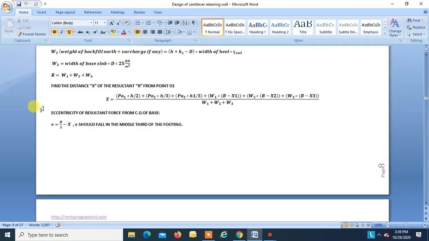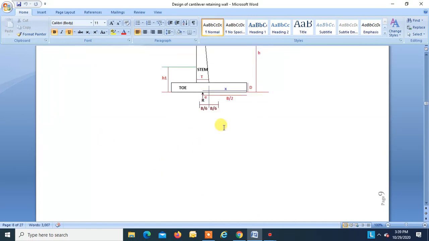So, once you find X, we can find the eccentricity. Eccentricity is equal to B by 2 minus X, okay. B by 2 minus X. This is the center of the footing, okay. If X is greater than B by 2, then E will be equal to X minus B by 2. If B by 2 is greater than X, then E will be equal to B by 2 minus X, okay.